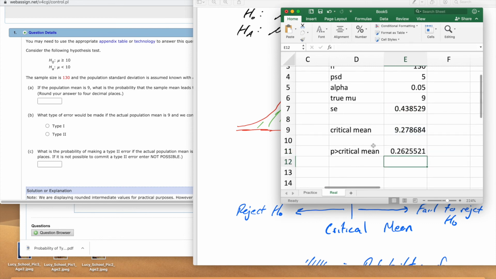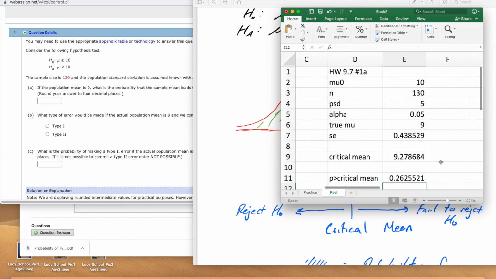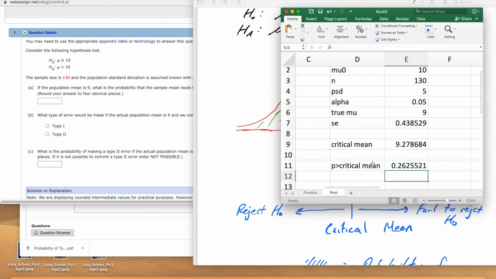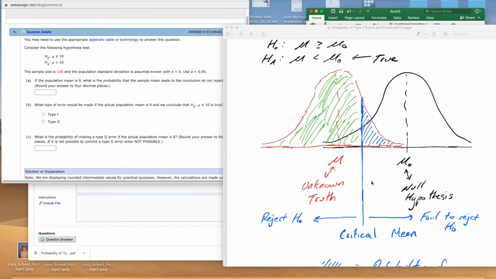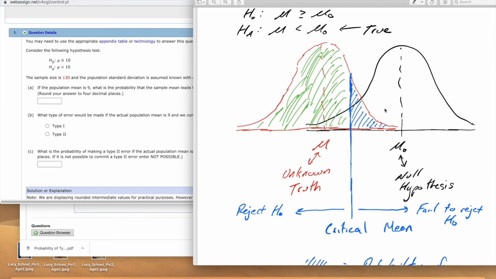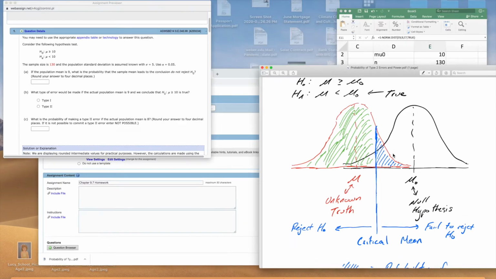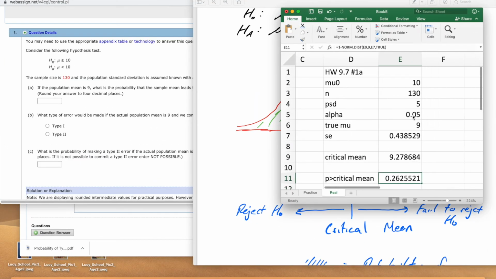And so my probability of being greater than that critical mean in this problem is 0.262. So that's the area in the blue region. That blue region, again, is the probability of not rejecting this hypothesis. And now we've calculated. So let's review a little what we did.